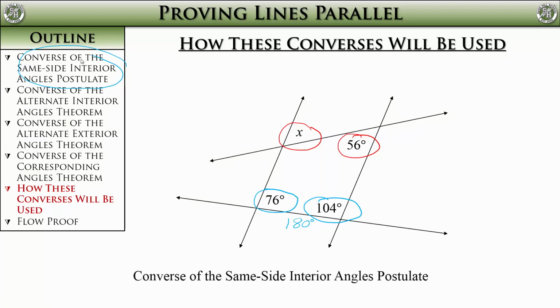We can use the converse of the same side interior angles postulate to let us know that these lines are definitely parallel. And once those lines are parallel, then I can go back to my alternate interior angles. And now that the lines are parallel, I can say that x and 56 must be the same, so x is 56 degrees. That's the second main way you will be using these converses. One of the converses will allow you to mark some lines parallel in your picture, and then those parallel lines will let you solve a different problem.